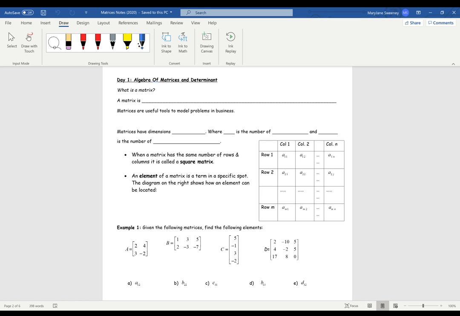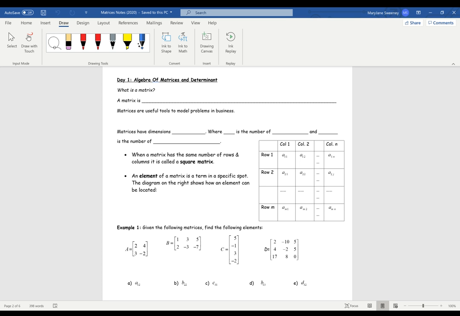Okay, day one of matrices. This is something we're going to look at. It's a good topic to learn because it's something that you will see on your SATs, your ACTs. So first, to talk about what a matrix is.